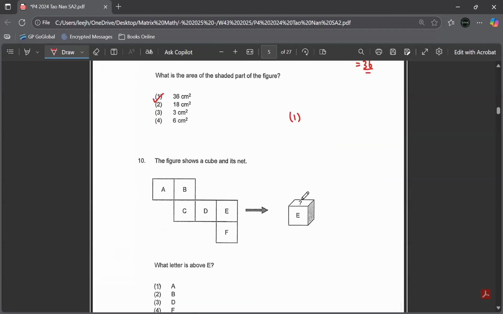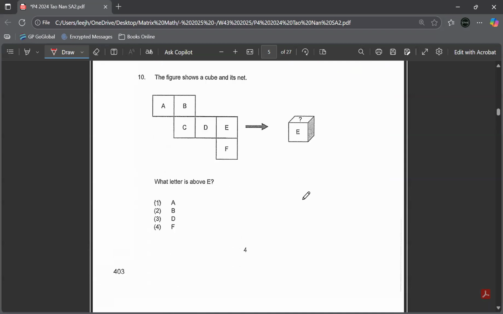Okay, question number 10. The figure below shows a cube and its net. Which letter is above E? Alright, so if you look at this, it's actually number 2. Oh, wait, the answer given is wrong. So it's actually number 2.